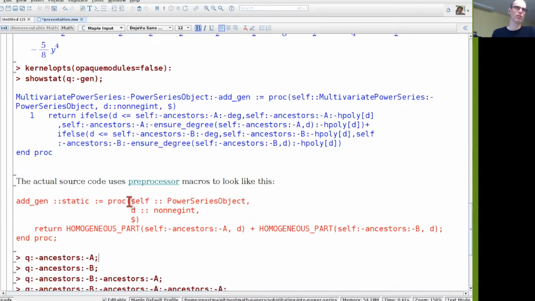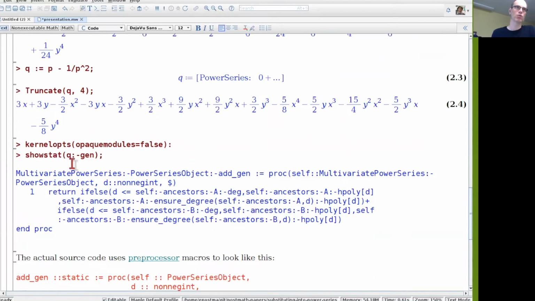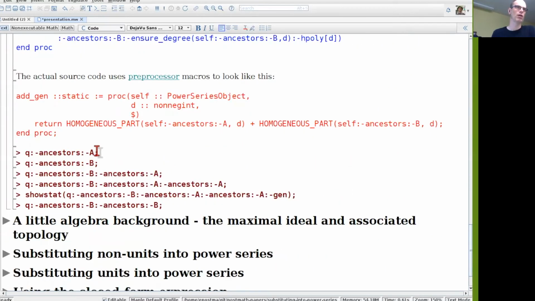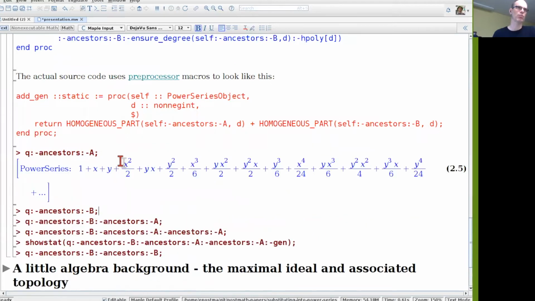The object is asked for the homogeneous component of degree d. And it says, well, you take the d-homogeneous part of some object plus the d-homogeneous part of some other object. And the reason that that's what it does is because this is the procedure that computes homogeneous parts of power series objects defined in terms of addition, like this one. And we can dig into it a little bit more, and we see two operands.